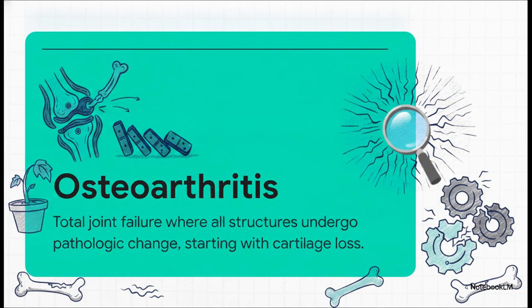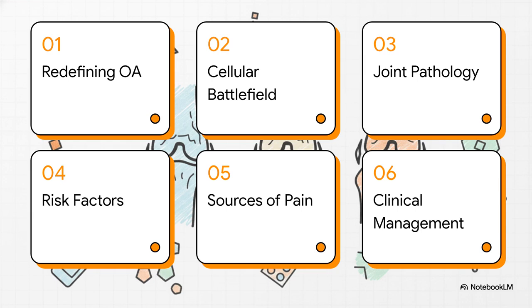So I want to immediately shatter that old wear and tear myth right out of the gate. Osteoarthritis is not just about aging cartilage passively wearing away. What it actually is, is comprehensive joint failure. Literally every single structure within the joint undergoes a pathologic change. Now yes, it often kicks off with a focal loss of hyaline articular cartilage, but you've got to understand that's just the very first domino falling. We really have to view the joint as an ecosystem, because when one component fails, it triggers this massive, systemic whole joint collapse.